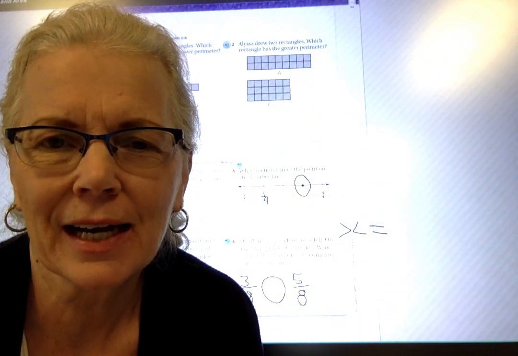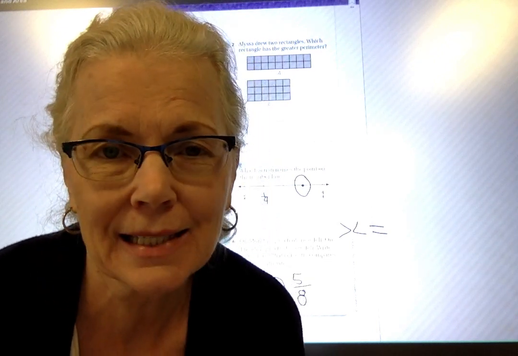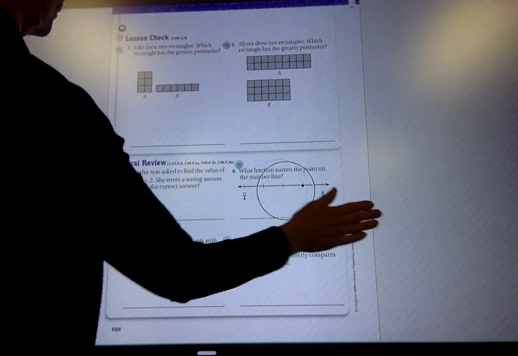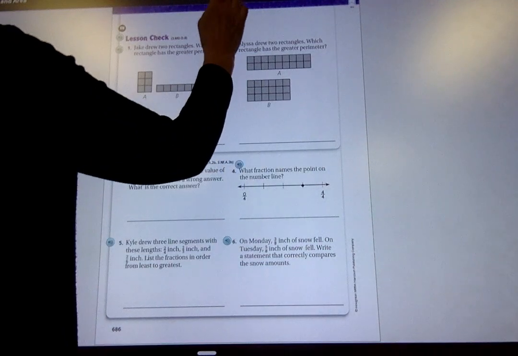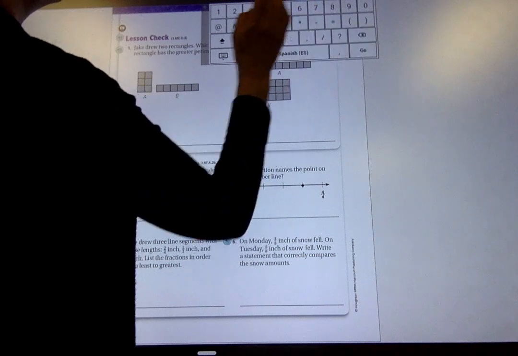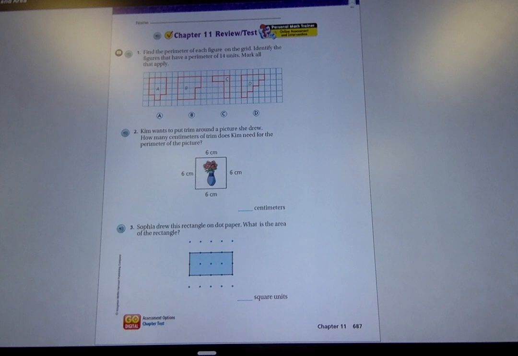Good morning, third grade, and it is time for our end of the chapter review that we're going to be using as our test, and I'm going to be working through that with you. So I'd like you to get to page 687. So let's get started with the first one.